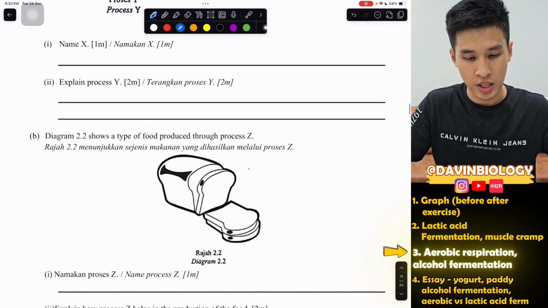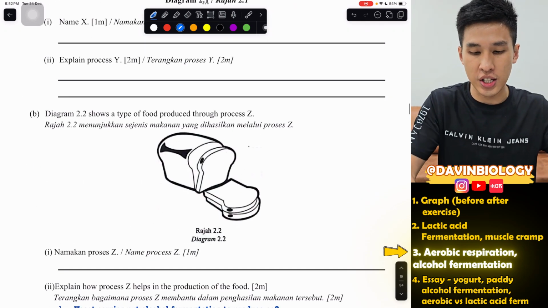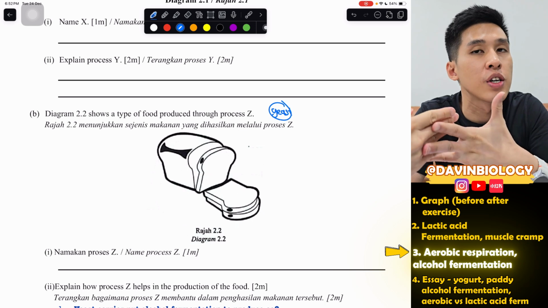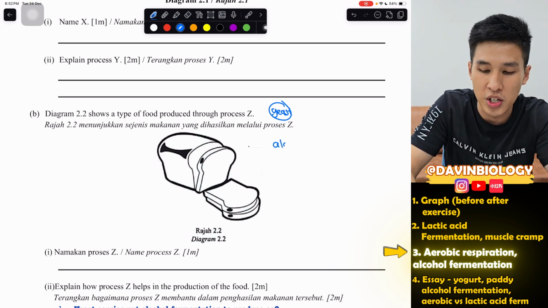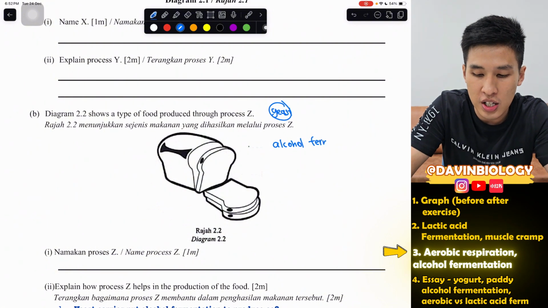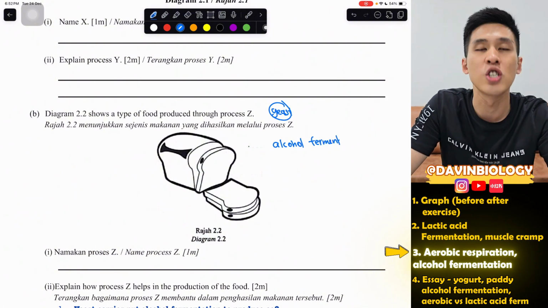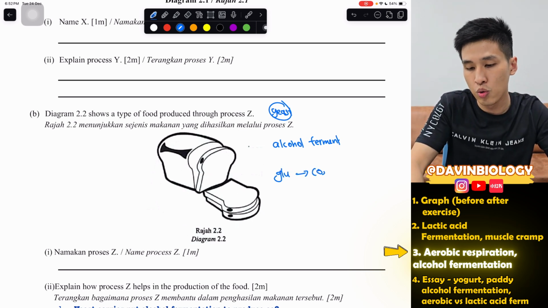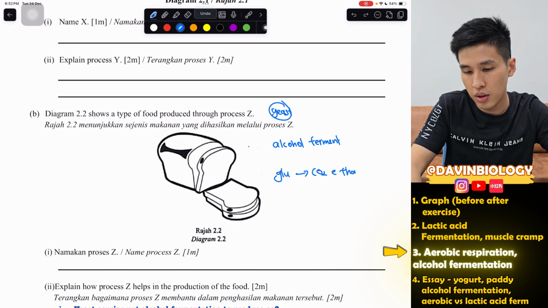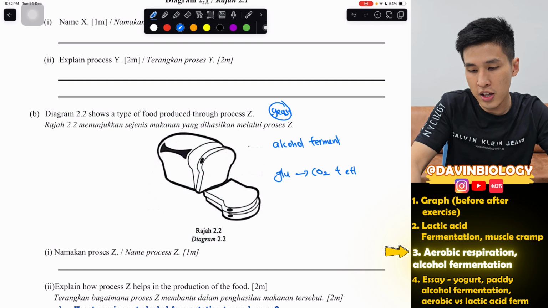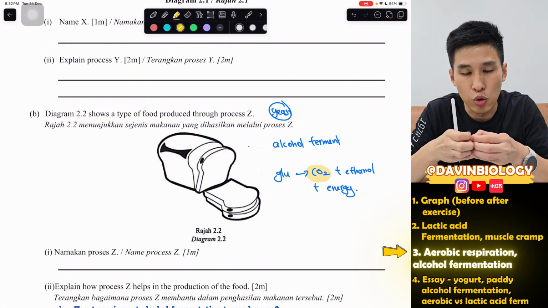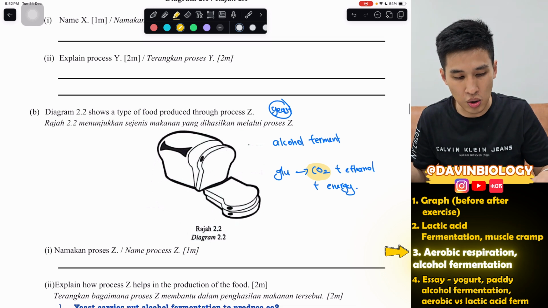Let's do another one. Okay, so this one is also yeast again. We use yeast to make bread, all of you know that. And basically, why we use yeast to make bread is because yeast can undergo alcohol fermentation. Now, for this case, it's not to get the alcohol, but to let the dough rise. So for alcohol fermentation, you basically produce CO2, ethanol, and energy. So the main product now to make bread obviously is CO2, because CO2 is the gas that makes the dough rise. So that is what you got to say over here.